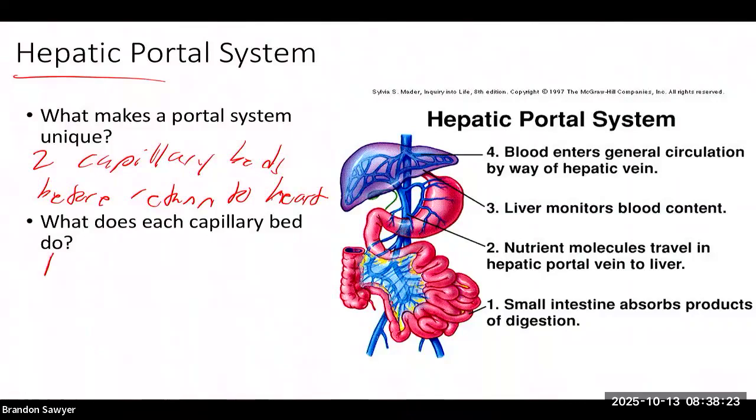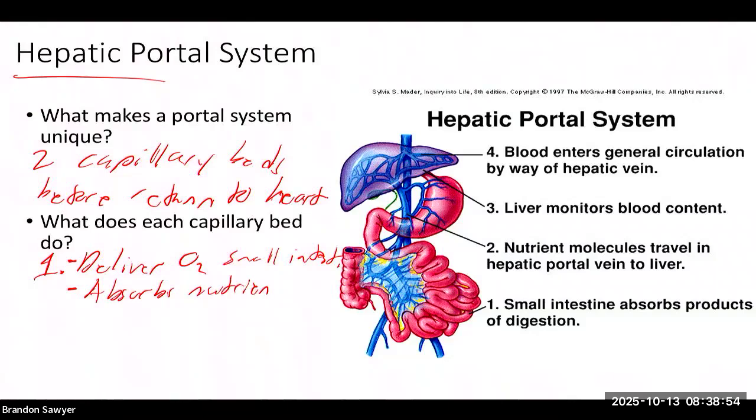So the first capillary bed is going to be found in the small intestine. Okay, so we can see this image of it here. The small intestine needs to absorb products. So first of all, that first capillary bed is going to deliver oxygen to the small intestine. That's function one, but then it also absorbs nutrients. We have oxygenated blood coming there, delivering that oxygen and nutrients for the cells there to use, right? But then it's also going to be absorbing all the nutrients that are digested first and then absorbed in the small intestine.